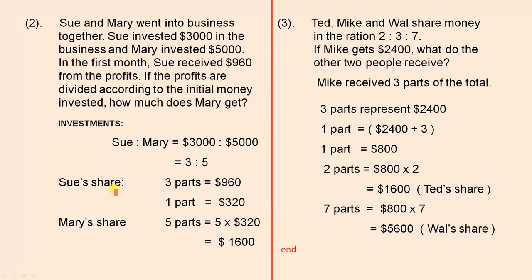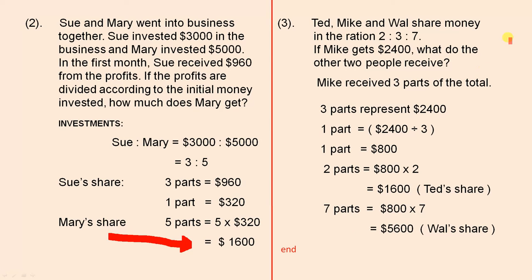So Sue's share was 3 parts. Right? Because Sue is mentioned first and there's the 3. So Sue's share will be 3 parts, and that represents $960. So 1 part represents $320. So you divide 3 into 960. So 5 parts will be 5 times $320, and that's $1,600, and that is Mary's share.